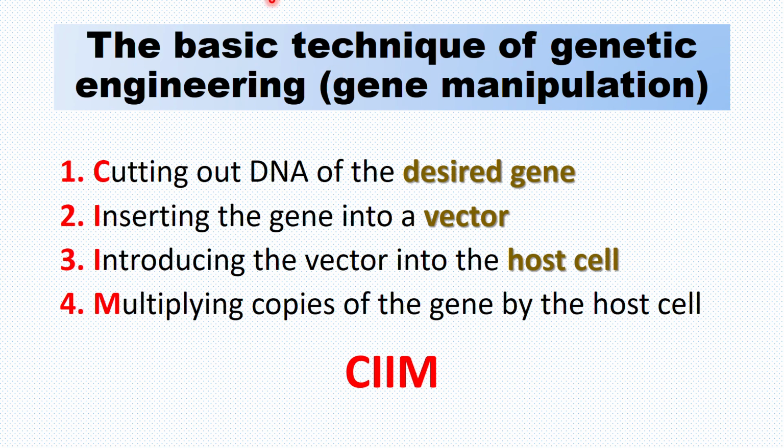Now let's look at the basic technique of genetic engineering or gene manipulation. There are basically four key steps, the first of which involves cutting out the DNA of the desired gene. Here the cell carrying the desired gene is broken and its DNA is isolated from other components of the cell, and a restriction enzyme is needed. It works like a pair of scissors to cut out the desired gene.